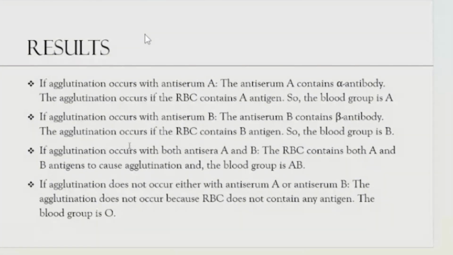Similarly, if agglutination has occurred with both antiserum A and B, this means the RBC has both A and B antigens that cause its agglutination, and hence the blood group is AB. And if agglutination does not occur with either antiserum A or antiserum B, it is because the blood cell does not have any antigen on its surface. Hence the blood group is O.